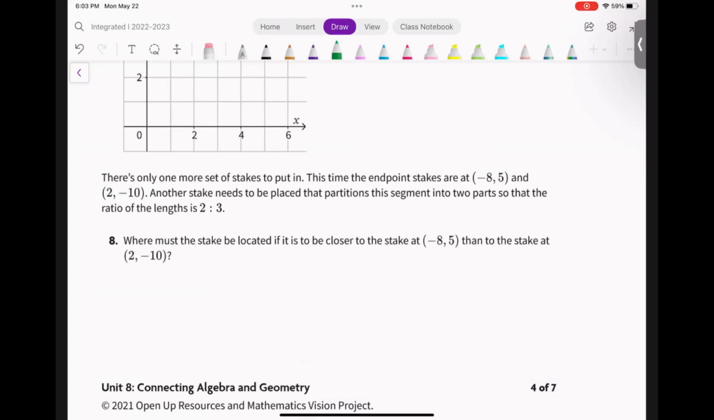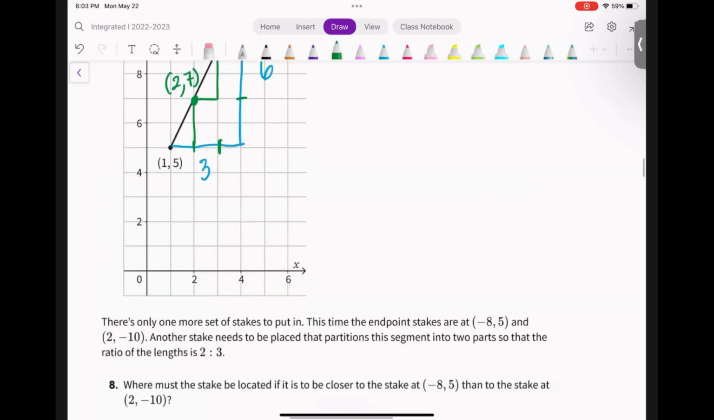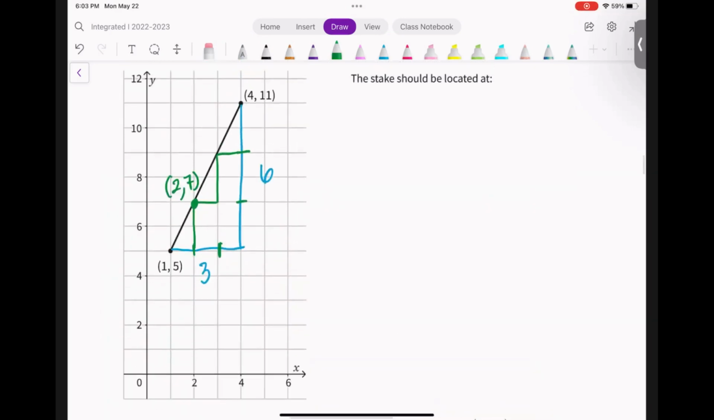So I'm going to have you do this one here, number 8. It says there's only one more set of stakes to put in. This time the end stakes are at (-8, 5) and (2, -10). Another stake needs to be partitioned out, so its 2 parts are in the ratio of 2 to 3. So again, you want the total number of parts, not just the 2 part or the 3 part. Here we split it up into a total of 3 parts.